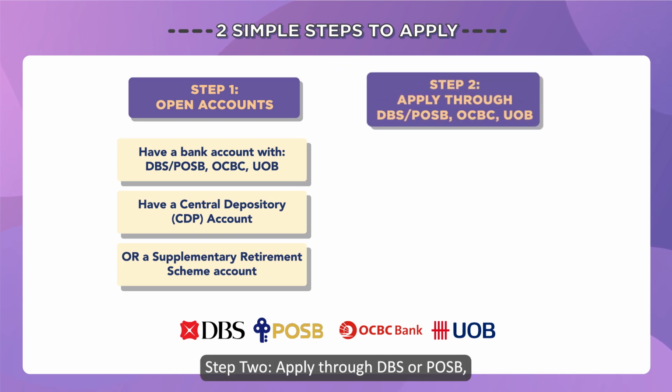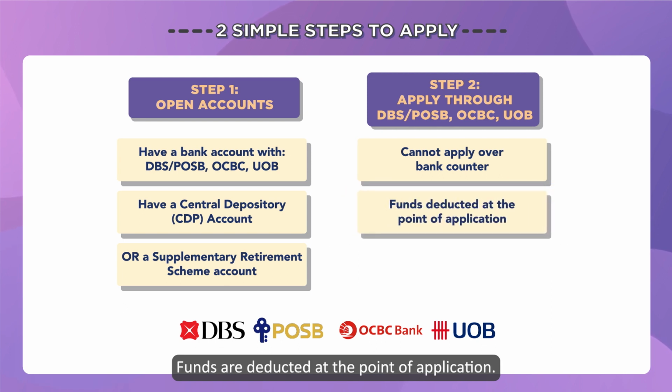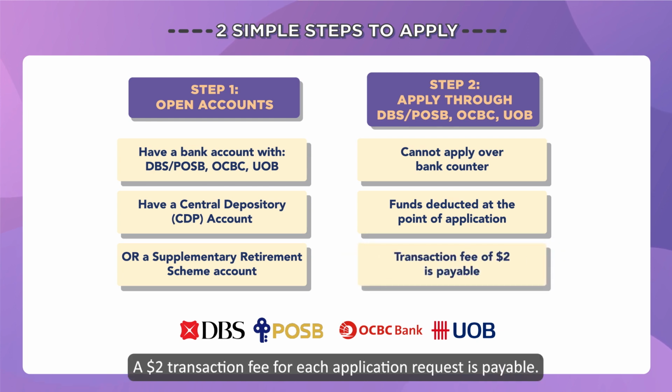Step 2. Apply through DBS or POSB, OCBC, UOB internet banking or ATMs or OCBC mobile app. But do note that applicants cannot apply over the bank's counter. Funds are deducted at the point of application. A $2 transaction fee for each application request is payable.